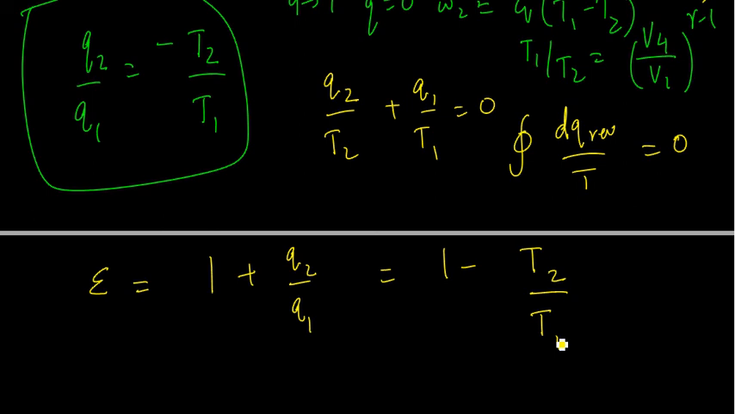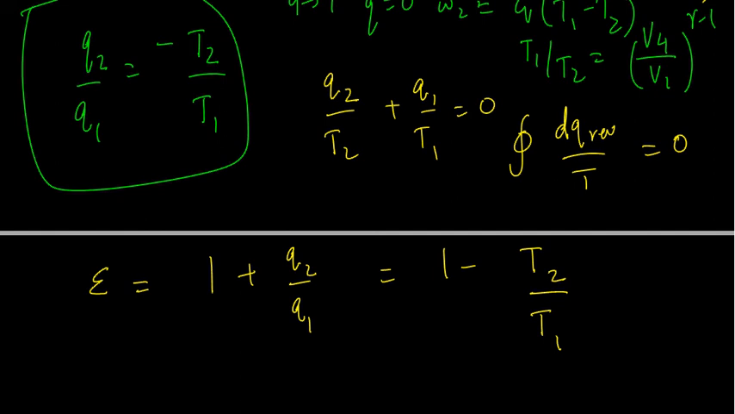Question: when can you have 100% efficiency? T2 equals 0. That's the third law. But the second law also says that if you want 100% efficiency, you have to go to 0 Kelvin. Or maybe T1 could be infinite. Either way.